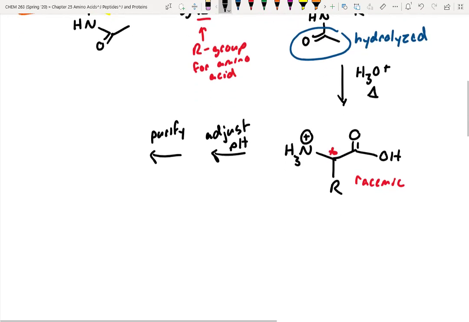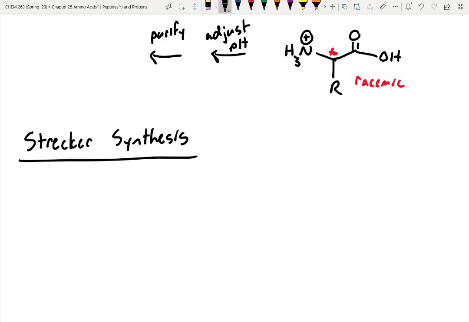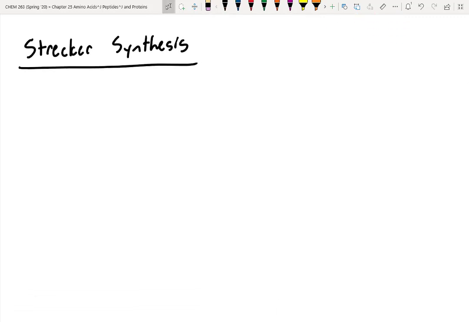All right, there's one new one I did want to go over, and this is called the Strecker synthesis. In this reaction, you first start with an aldehyde. And what you do first is you treat this with ammonium chloride, that's NH4Cl, and sodium cyanide.